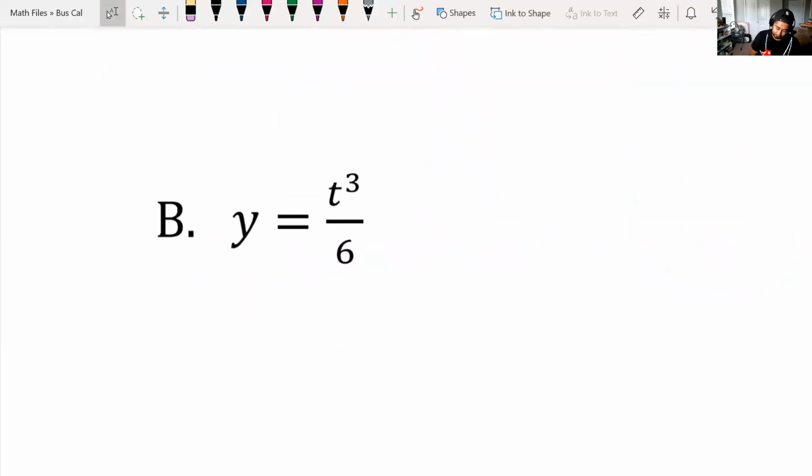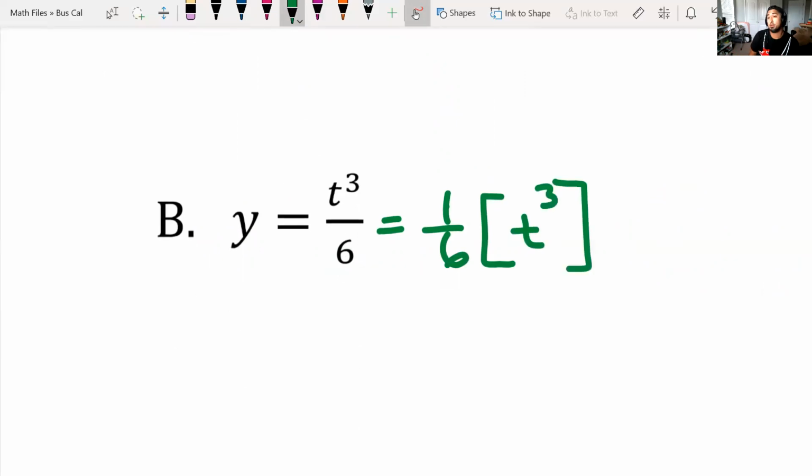So for b, y equals t cubed over 6. So I want to use the constant multiple rule. So I will manipulate this by taking out the coefficient. So if I want to rewrite this, this becomes 1/6 times t cubed. It's the same thing, 1/6 times t cubed. And now we're ready for the derivative.